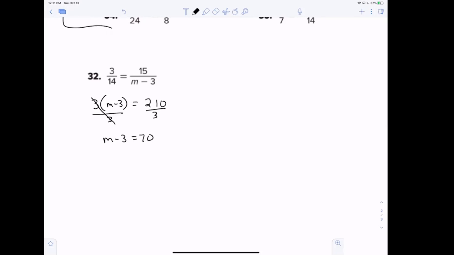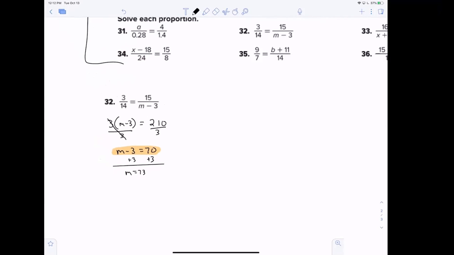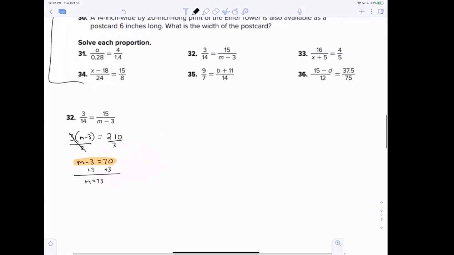Now what do I have to do? How do I solve this final part of the equation? Ashley? Add 3. That's right, because you're going backwards. So I'm going to put plus 3, plus 3. So m is how much? 73. Yes, m is 73. That's not too bad. That's exactly what we were doing in high math. So you guys are almost there.